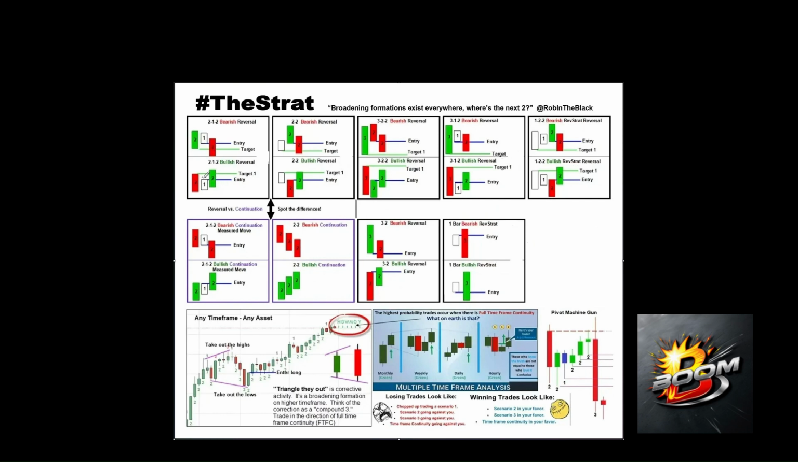It's the same exact thing for the bullish way. Everything is just in reverse. 2 down, inside bar consolidation, break of the high, move to the previous candle's highest pivot.